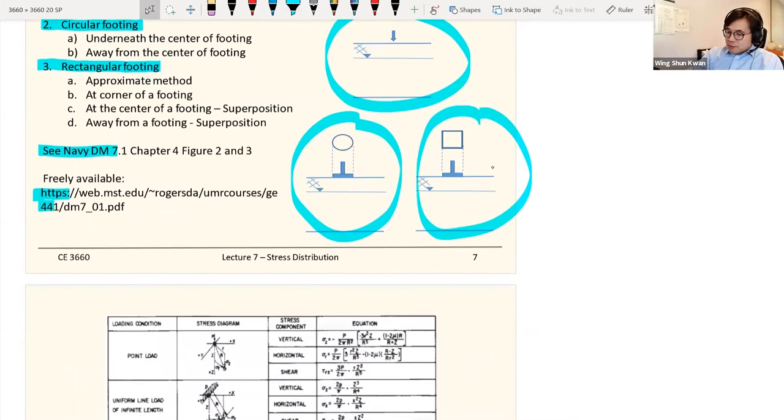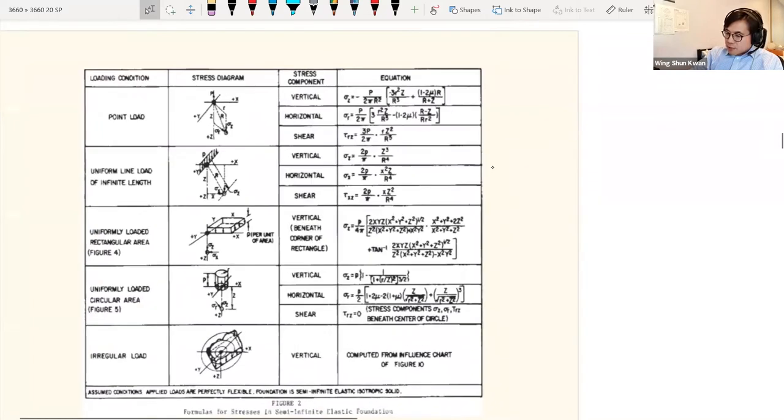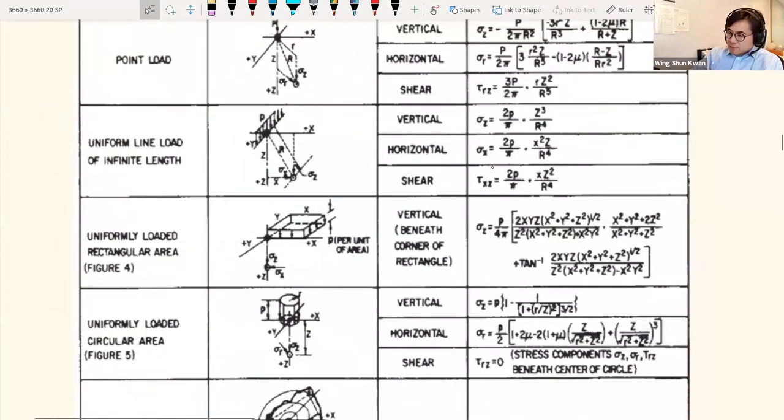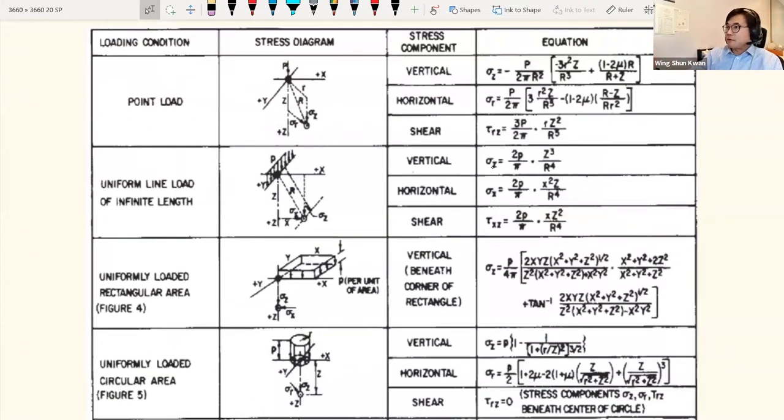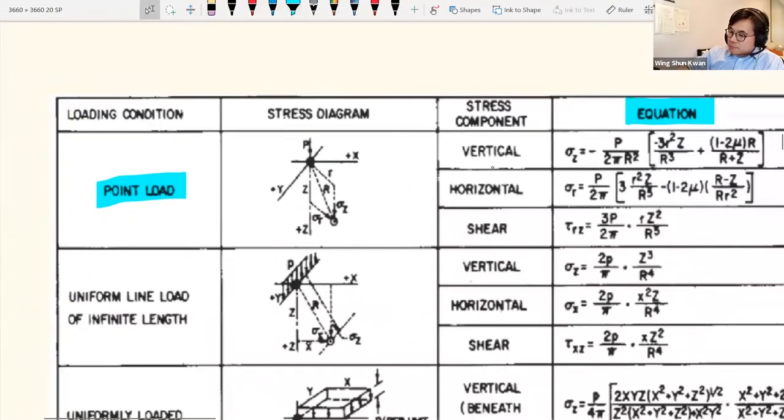Speaking of the DM manual, chapter 4, figure 2 summarizes what kind of design scenario you have based on the footing geometry. Starting with the point load, these are the loading conditions, and it gives you closed form solutions, which means they solve for the answer and end up with one single equation. So this is the point load, and they try to generalize it.